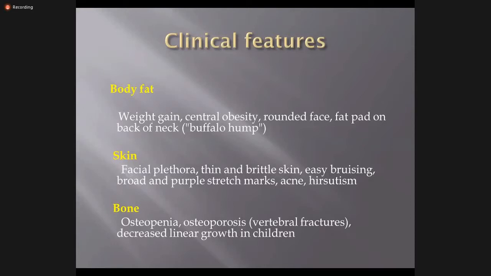Bone involvement can also occur in the form of osteoporosis, osteopenia, and vertebral fracture, which are very common in this disease. And there is decreased linear growth in children. When children are affected with Cushing syndrome or Cushing disease, the linear growth, that is growth in height, is stunted.